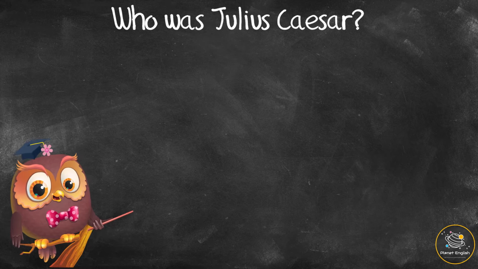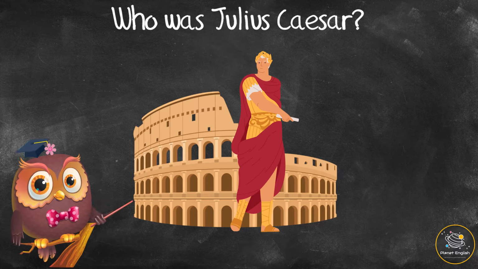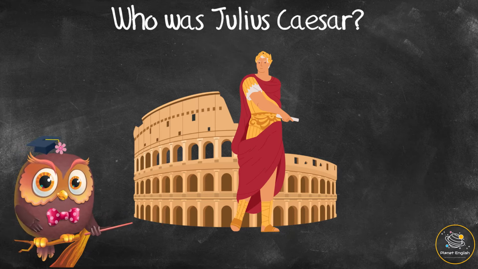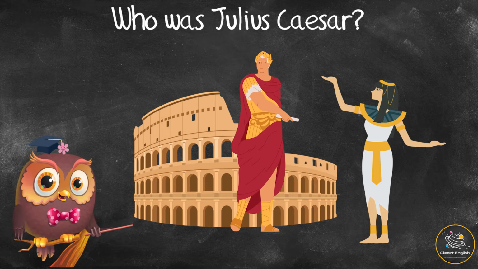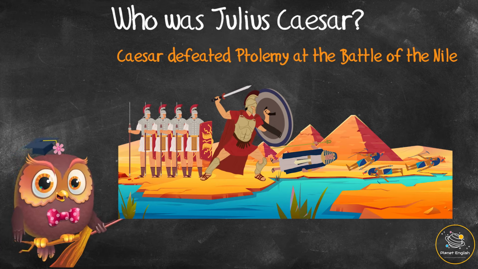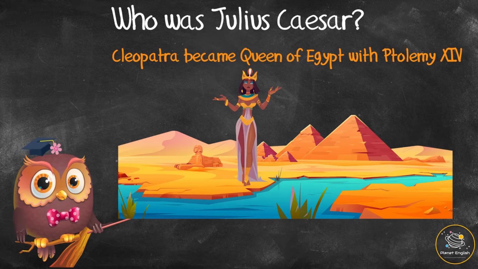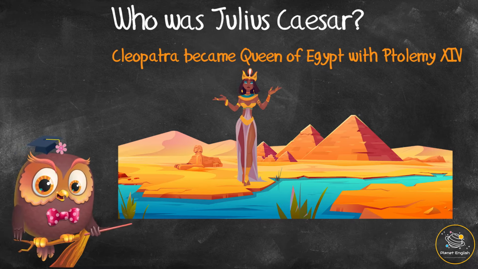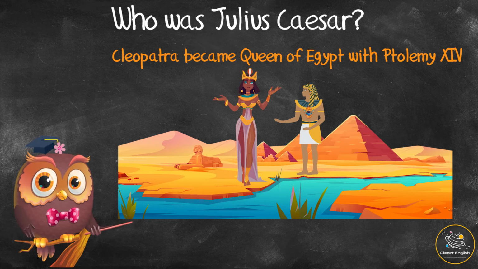Who was Julius Caesar? Julius Caesar was the powerful ruler of Rome at that time. After being forced off the throne, Cleopatra asked Caesar for help. In 47 BC, Caesar defeated Ptolemy XIII and his army at the Battle of the Nile, and Cleopatra, once again, became queen of Egypt, together with her younger brother, Ptolemy XIV, whom she also married.